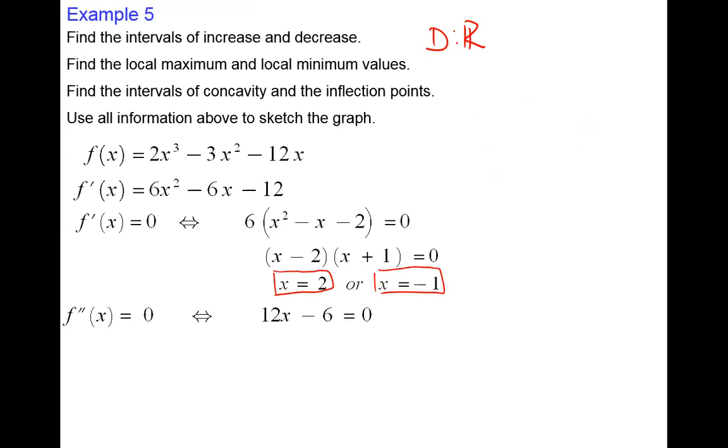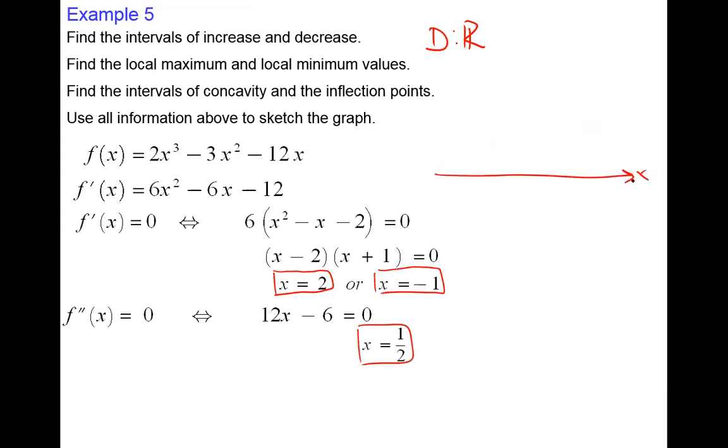We can see my critical points are 2 and -1. Now let's find the second derivative. The second derivative is just 12x minus 6. The second derivative is 0 if x is half.